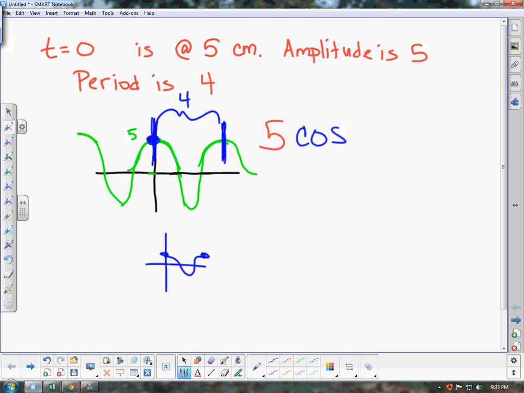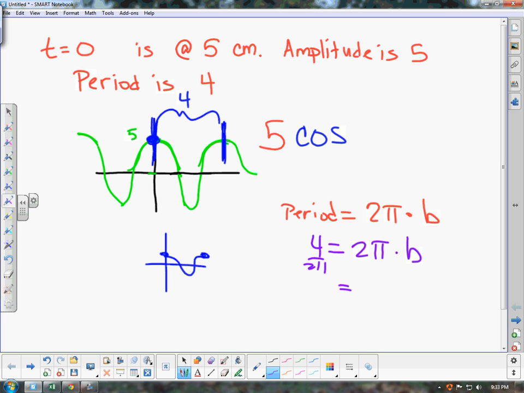And the period is always equal to 2 pi times some value of b, or whatever variable you want to use. And so since we know that the period is 4, and we have 2 pi times b, so now we have to solve for b, and we would divide by 2 pi on both sides. So b equals 2 over pi.